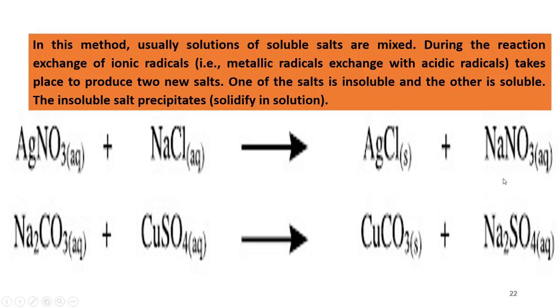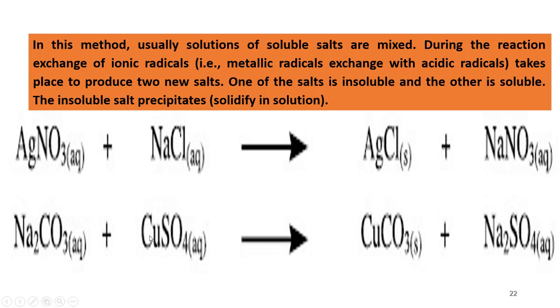So, sodium nitrate is soluble salt and silver chloride is insoluble salt. Two salts are produced. One of them is soluble and the other is insoluble. The next is the reaction between sodium carbonate and copper sulfate. They combine with each other to form copper carbonate and sodium sulfate.